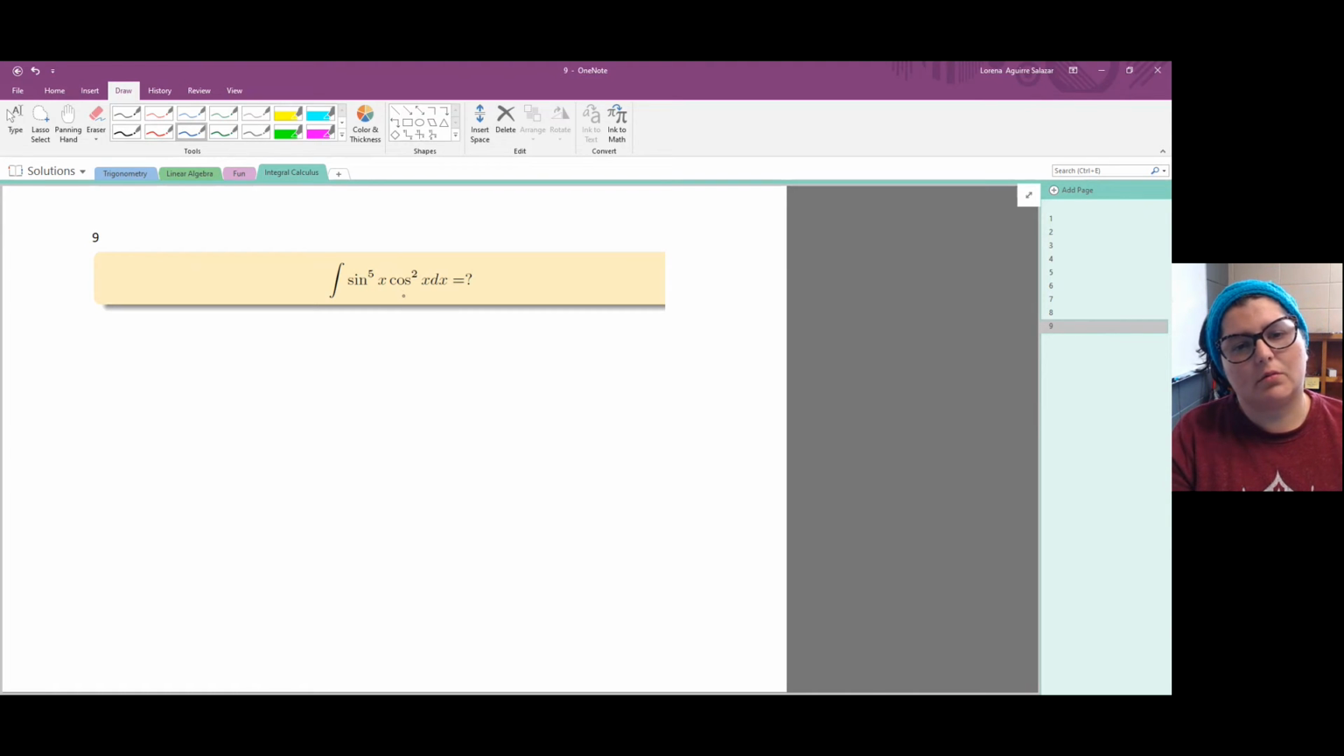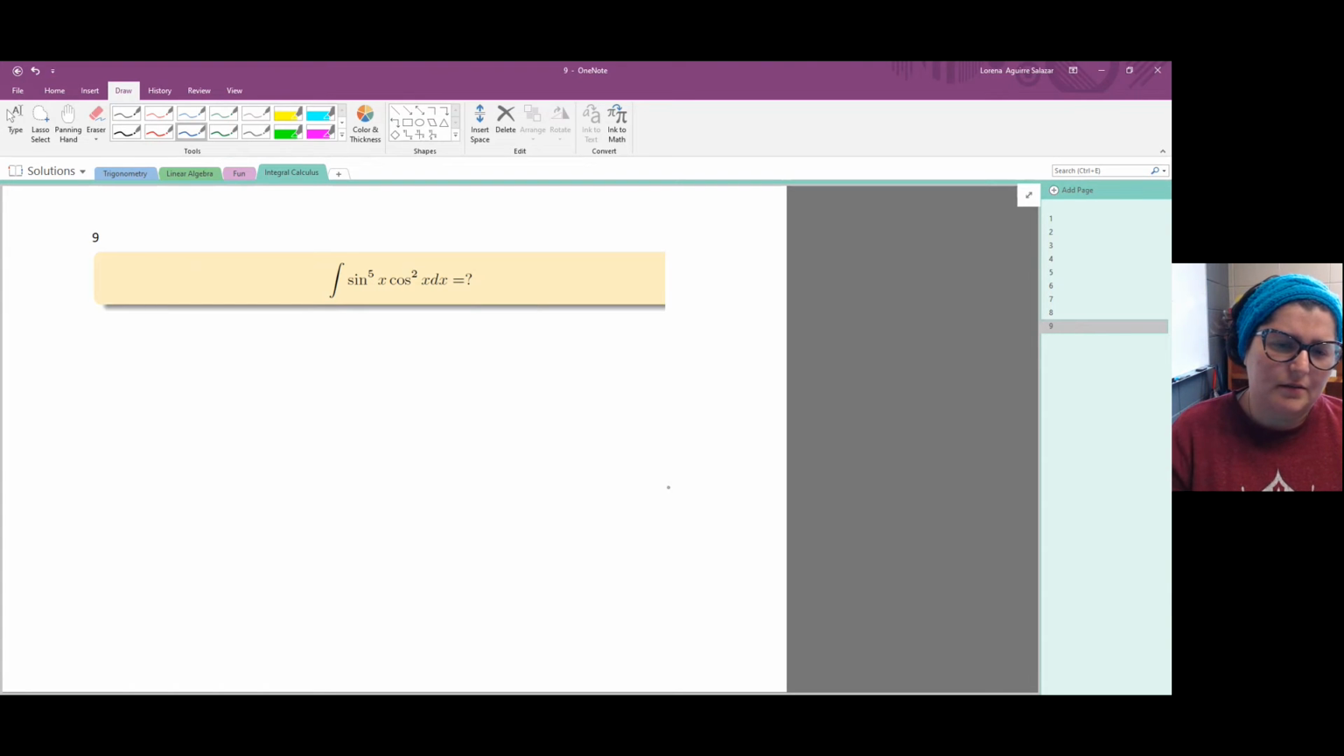Here the idea is to rewrite the integral in a way that we see a function in terms of sine and then multiplied by cosine dx, or a function in terms of cosine and then multiplied by sine of x dx, or something like that, so that we get to use substitution.